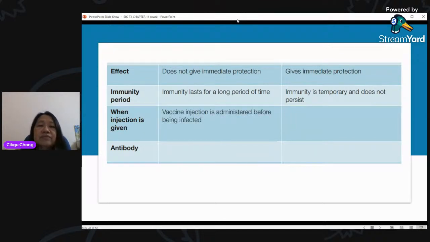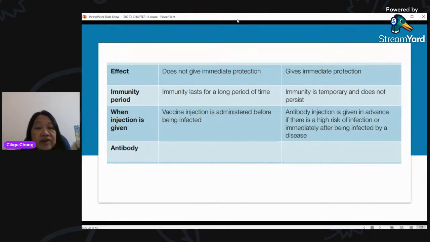When is the injection given? Before being infected for vaccination. We normally take it as a prevention measure. And for anti-serum, it is given in advance when you fear that you may get infected. For example, you want to go overseas to a country where you are not too sure that the sanitation is very good. So you want to prevent the infection, you have a high risk of infection, or after being infected, you can also, either way. If you have been bitten by a snake, that means after being infected by the disease, you need to get your anti-serum.